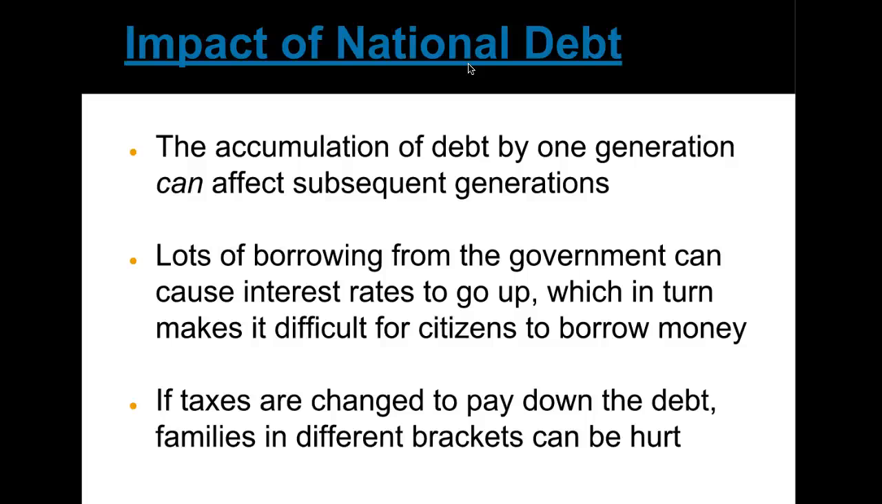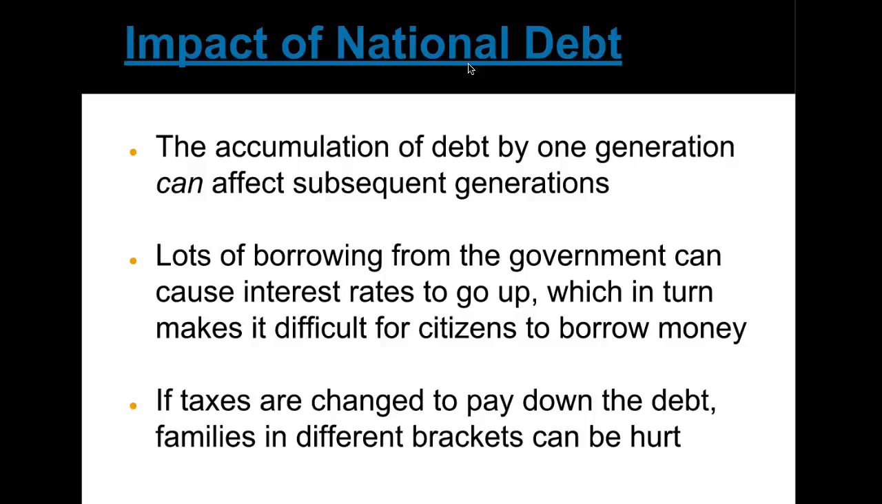Lots of borrowing from the government can cause interest rates to go up, which in turn makes it difficult for citizens to borrow money. What that means is when the federal government uses deficit spending, it has to borrow money in financial markets. Remember that interest rates are the cost of borrowing money. As the government borrows more and more money, the demand for that money goes up, which causes the interest rates to go up as well.